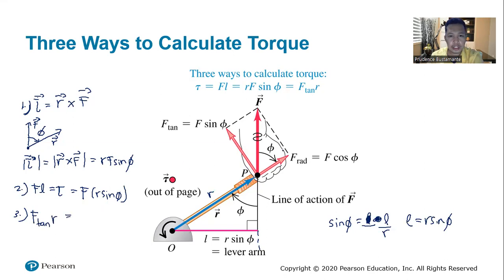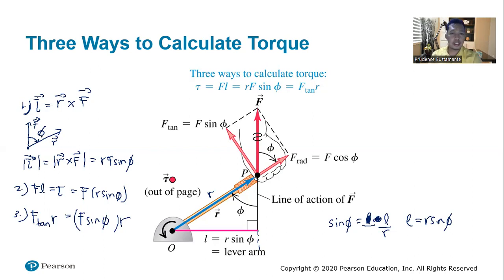The F tangential is just equal to F sine of phi, while the radial is the cosine. So F sine of this angle phi times R. These are the three ways to calculate the torque of the force. My personal choice is number one because it goes back to the definition of the product of two vectors.